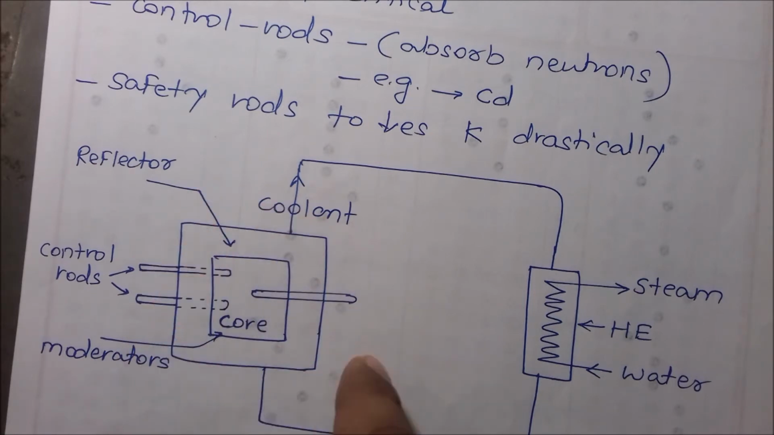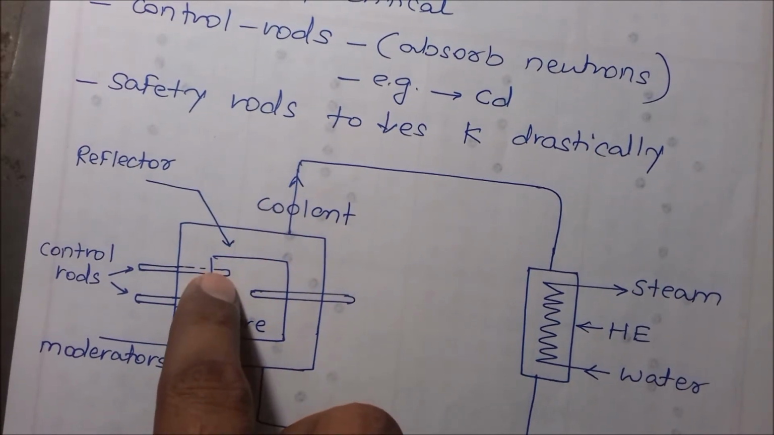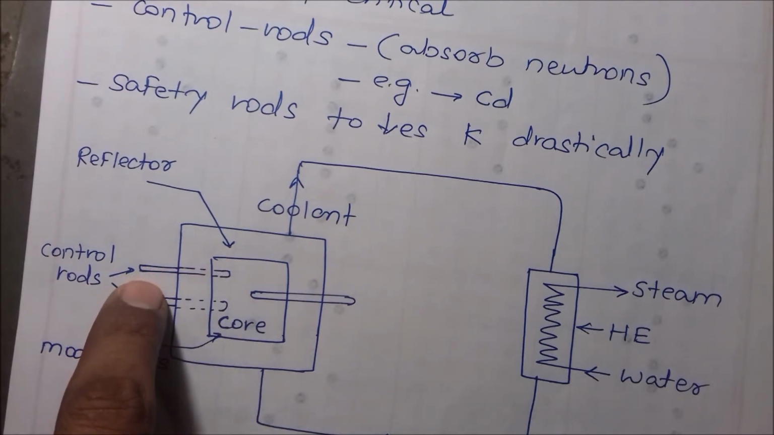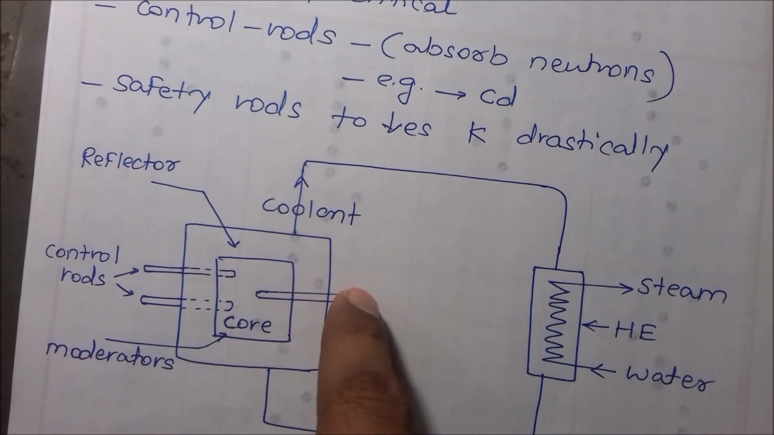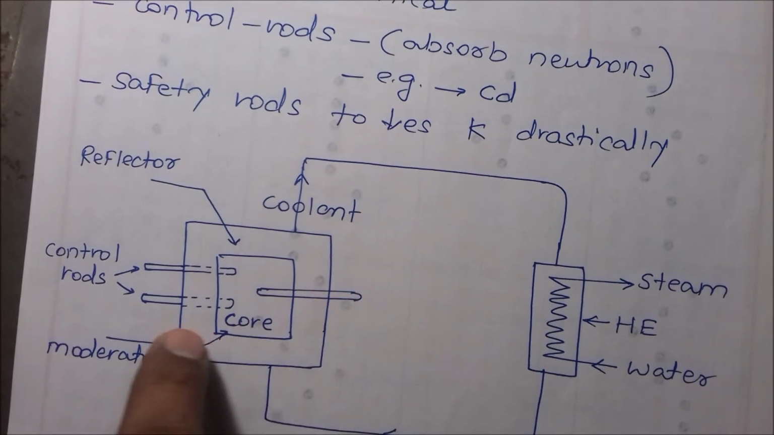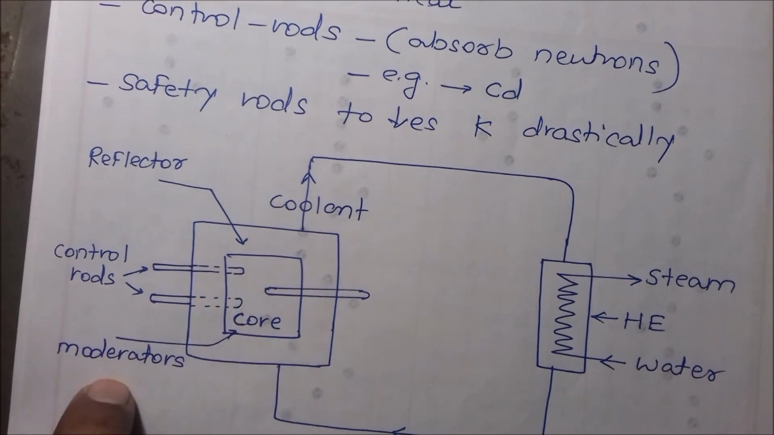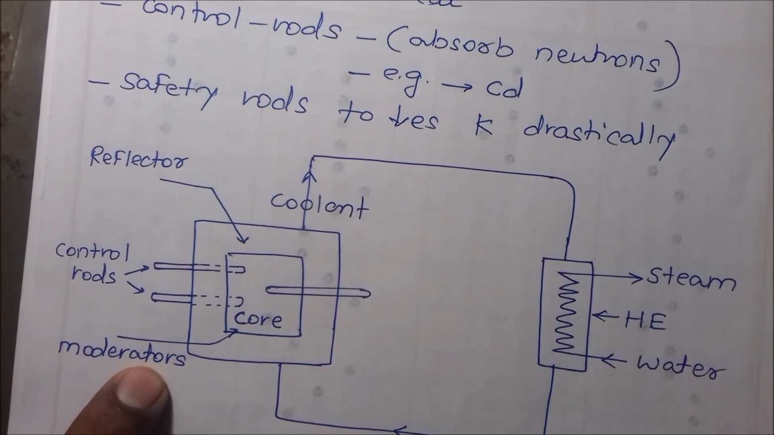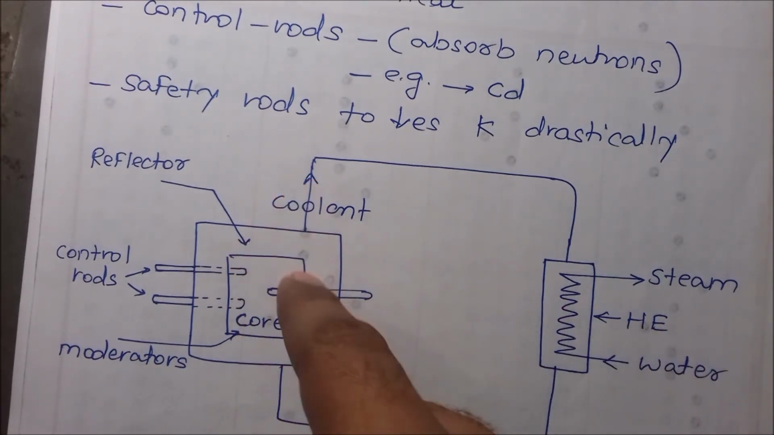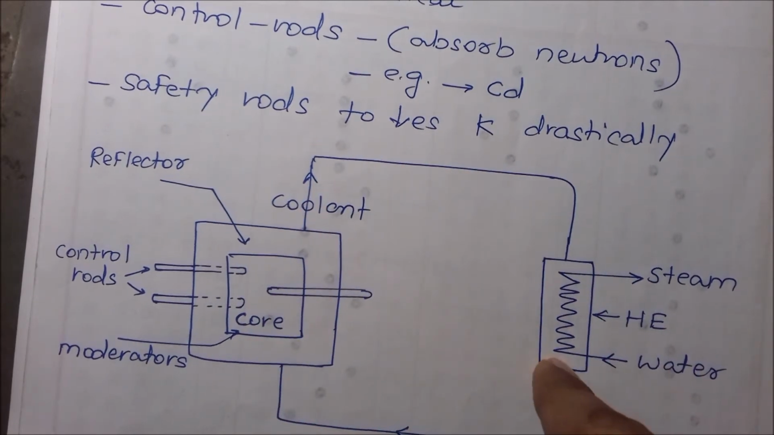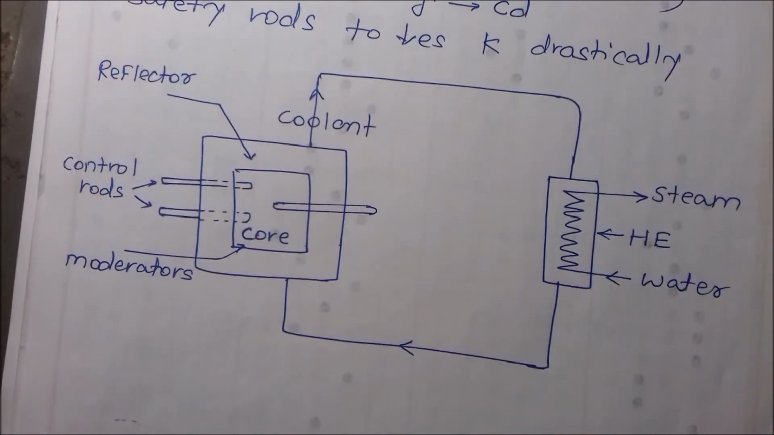So this is the reactor. These are the reflectors. Reflectors are used to avoid leakage of neutrons. Control rods control the speed of the reaction. This is the safety rod. If the reaction goes beyond control, then the safety rod is used. The moderator is inside the core. It is used to decrease the speed of the neutron, to make slow neutrons from fast neutrons. And this is the coolant. The coolant extracts heat from the reactor and gives it to the water. Water becomes steam, and steam is used for electricity generation.